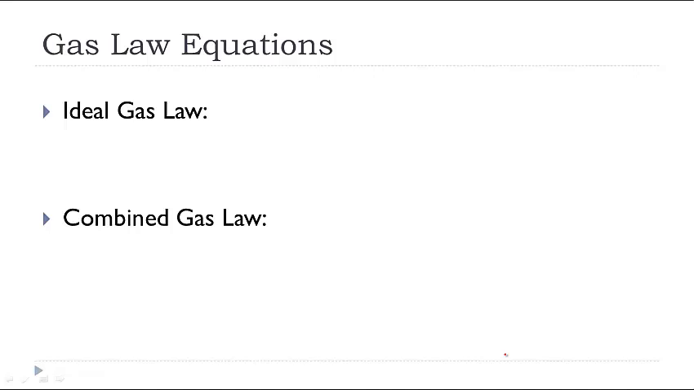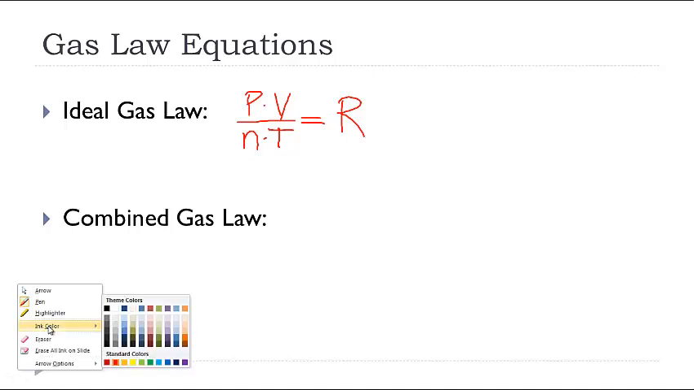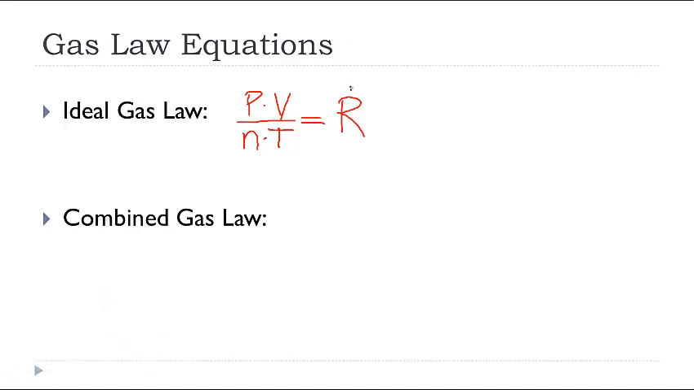If you take the pressure times the volume and you divide it by the number of moles times the temperature, you get a constant value. This is known as the ideal gas constant.